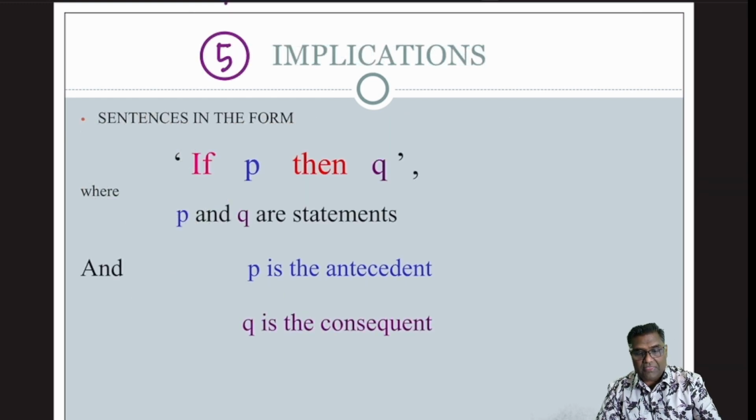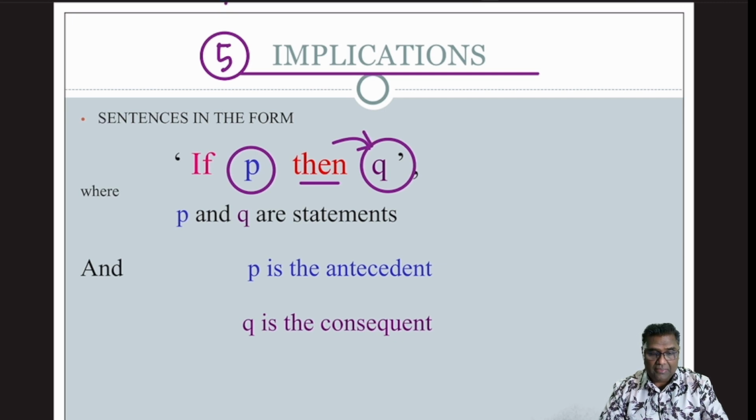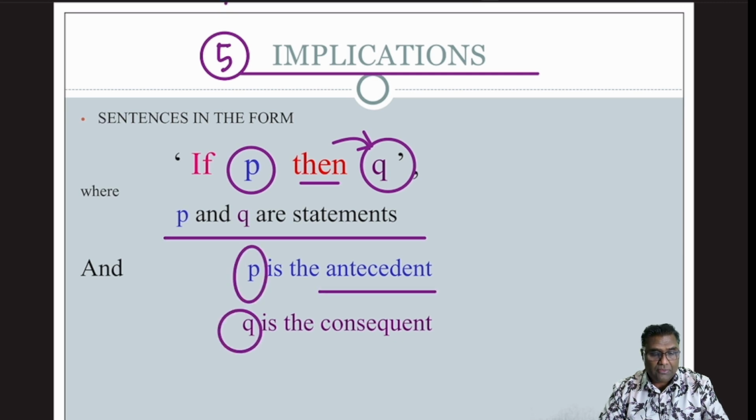Okay, we look at this word called implication. Implication means if P, then Q. This is what we call implication. But both P and Q are statement. So P has given a name called antecedent, Q is given a name called consequent.